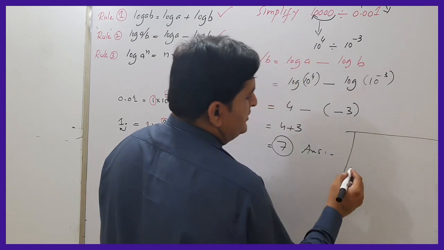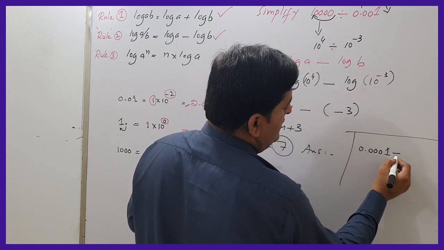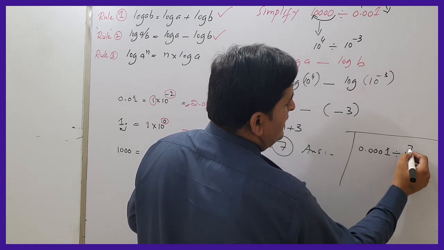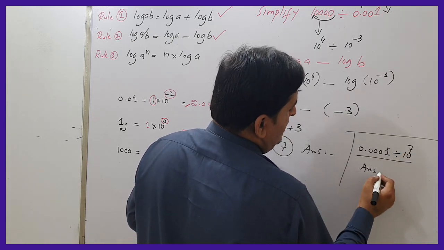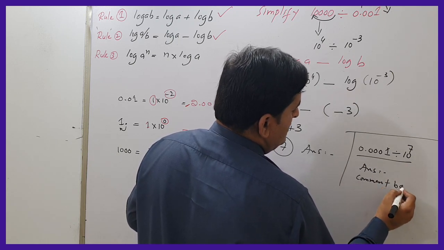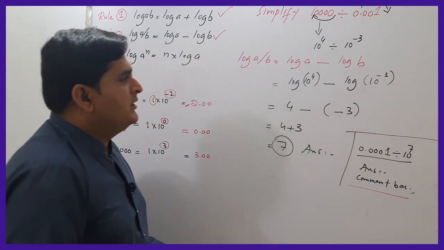Try this problem: 0.0001 divided by 10 to power 7. Answer this in the comment box.